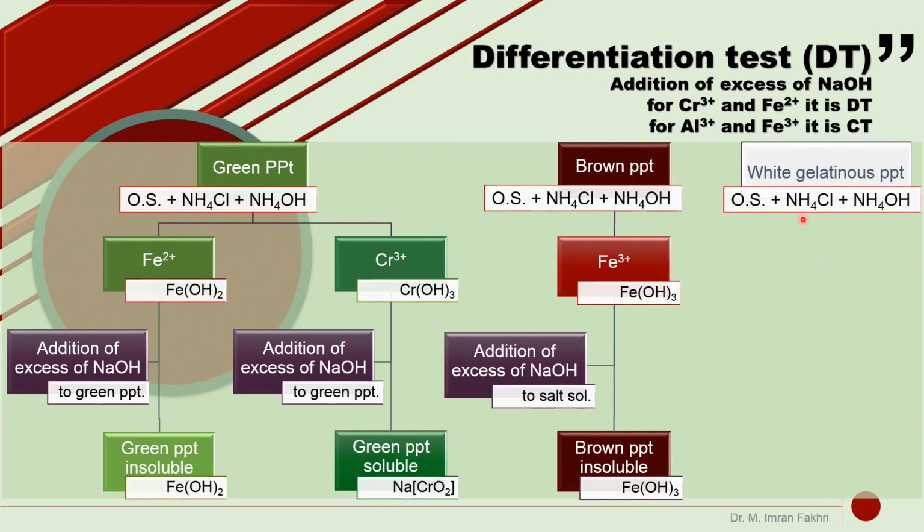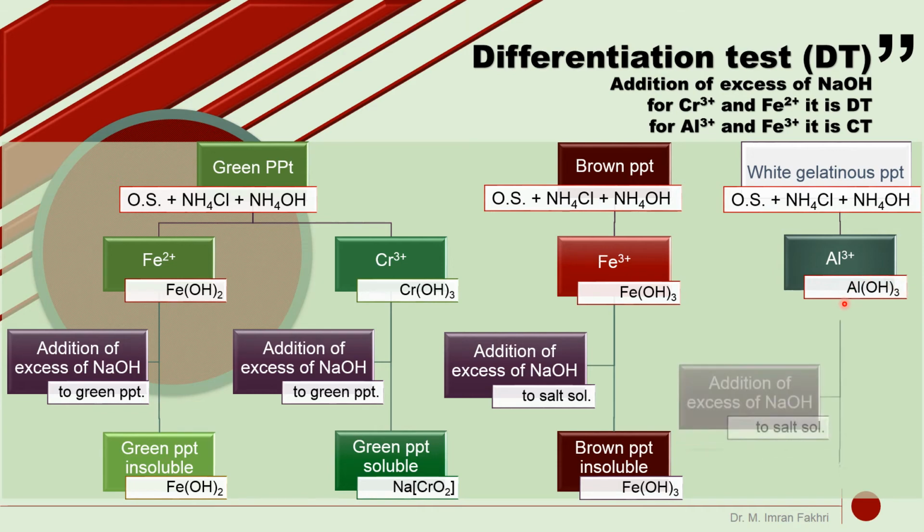So we may say that our salt contains ferric ion, Fe3 positive ion. If with the addition of ammonium chloride and ammonium hydroxide to the original solution, group number 3, we have white precipitates, this means that aluminum ion may be present, and white precipitates are of aluminum hydroxide.